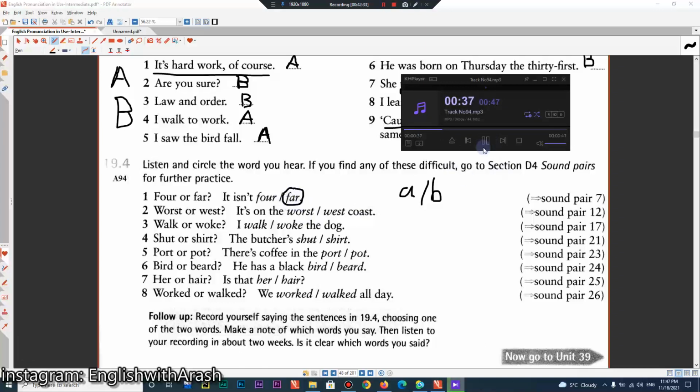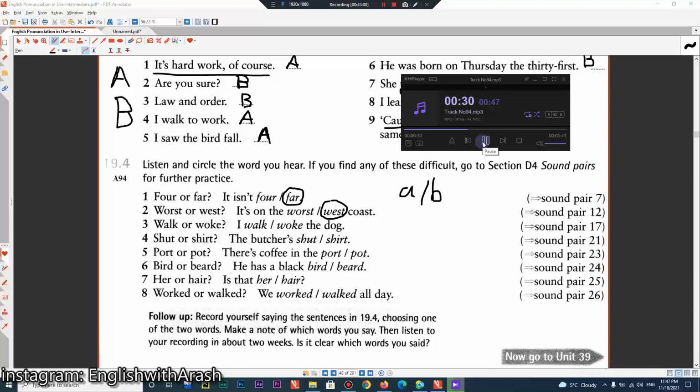2, worst or west. It's on the worst coast. West. It's on the worst coast. Yeah, to me it sounds more like west. Good for Farah. Good, west. It's on the west coast.